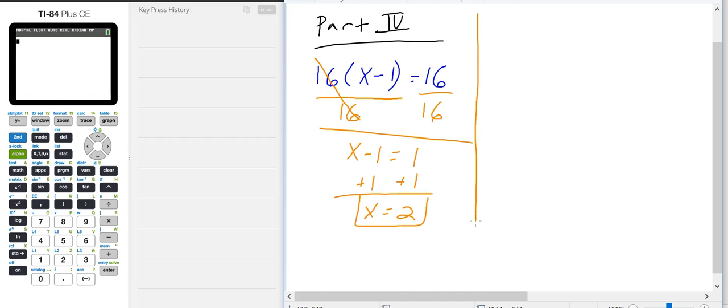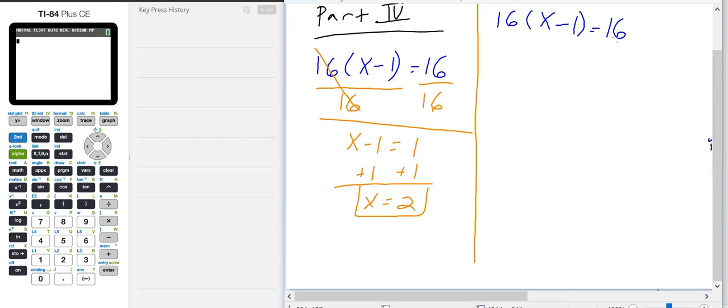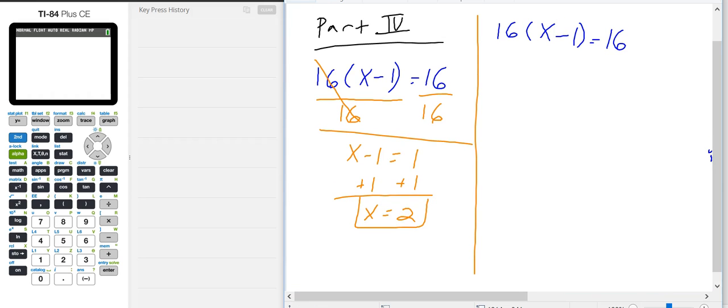Another way you could have done this, so let's rewrite the problem and do another way. 16 times x minus 1 is equal to 16. Another way you could have done this is by distributing the 16. The 16 is really being multiplied by the x, and it's being multiplied by the minus 1. So you can write it out. You can write 16x minus 16 is equal to 16, and solve it like this, and you'll get the same answer.